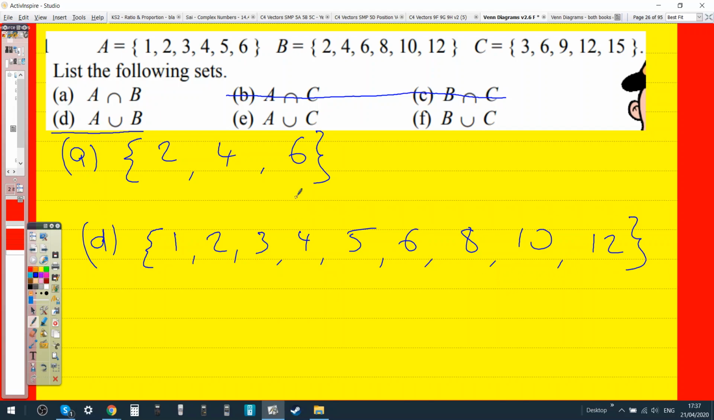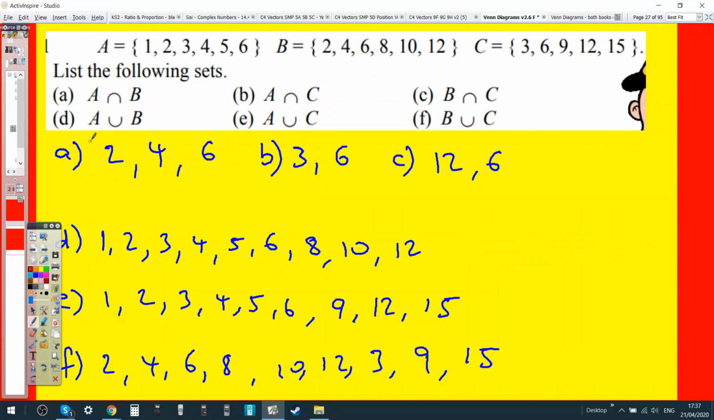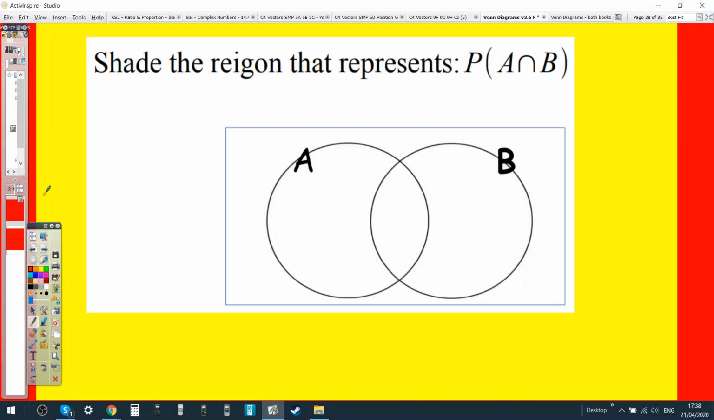Yes, and you don't count the same one twice, which you didn't. Yes, so A and B is fish and chips, that's both, and then D: 1, 2, 0, 5, 6, 8, 10, 12. That is either A or B or both. Okay, shade the region.